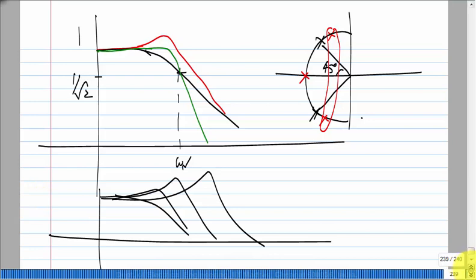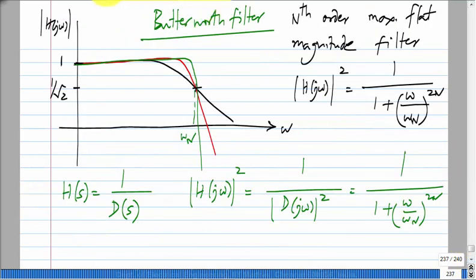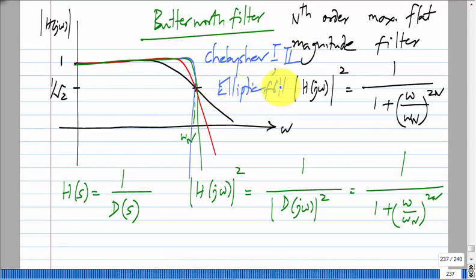Now, there are other families of filters which we won't discuss. In this case, we tried to keep it as flat as possible. There are other designs where you let it vary a little bit in the pass band, and it turns out that for the same order, it can be steeper. There are other variants also. Instead of trying to keep it flat, you let it ripple, and you can also let it vary in the stop band and so on. We won't discuss any of those, but if you are interested, you can look at Chebyshev type 1 and type 2 filters and what is known as an elliptic filter.